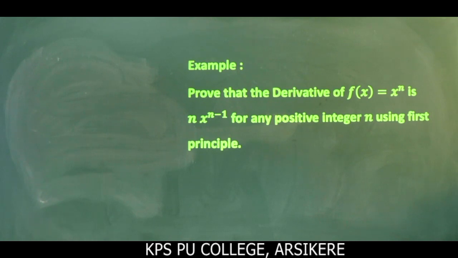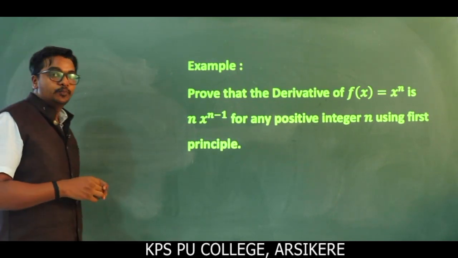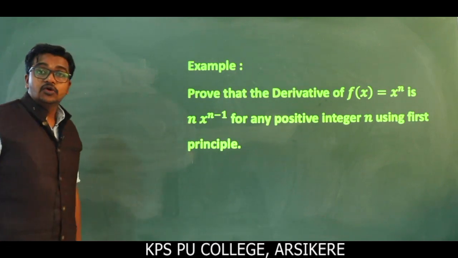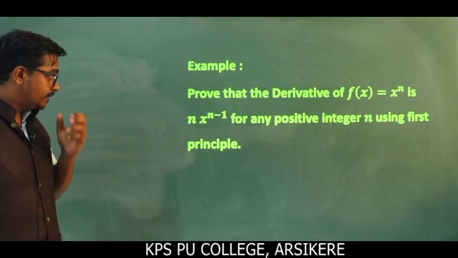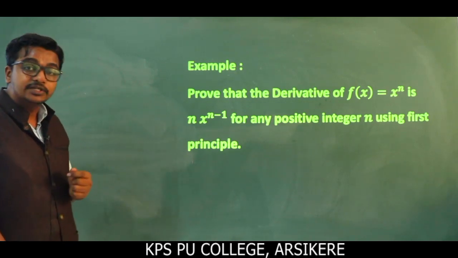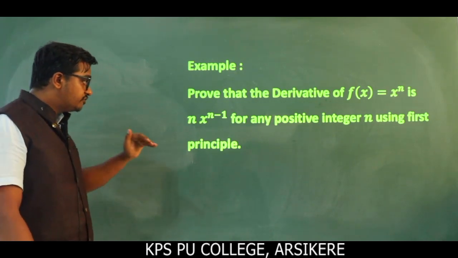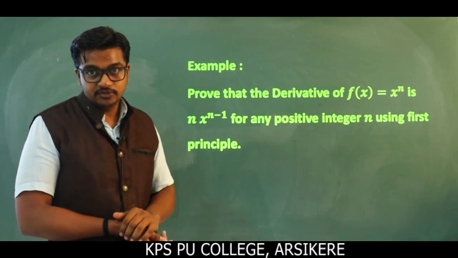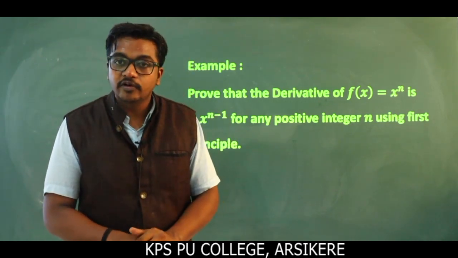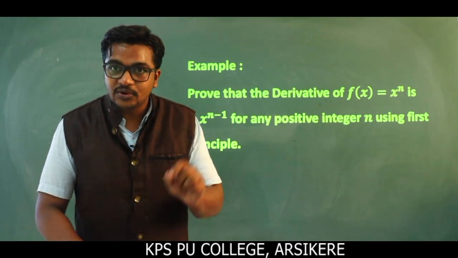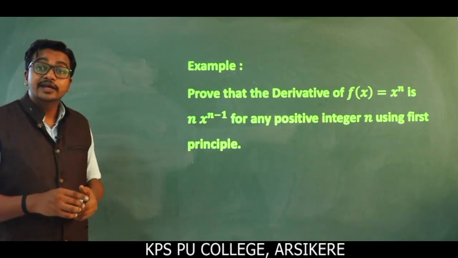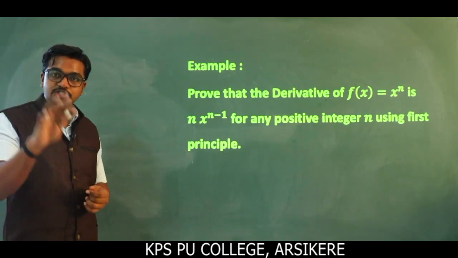Now dear students, we are moving to the problem. Prove that the derivative of f of x is equal to x power n is n into x power n minus 1 for any positive integer n using first principle. Using first principle we have to expand this, or we have to find the derivative of f of x is equal to x power n is n into x power n minus 1. This is the most important one.